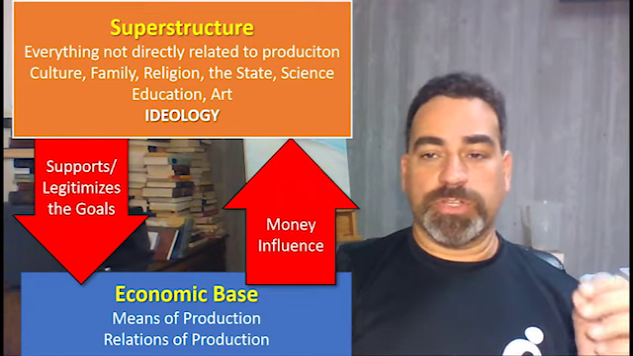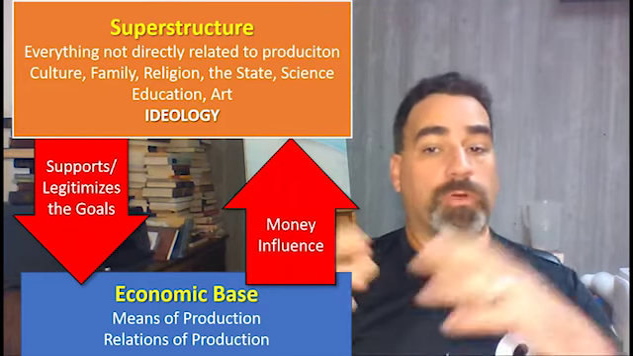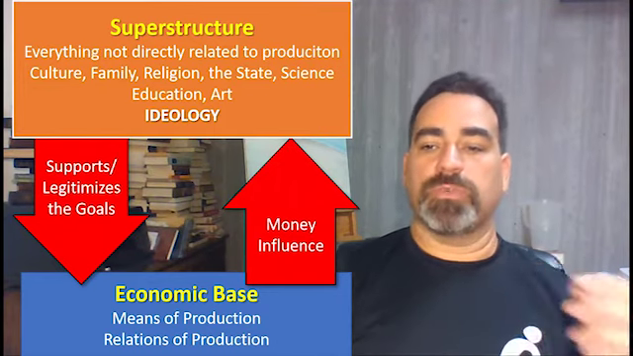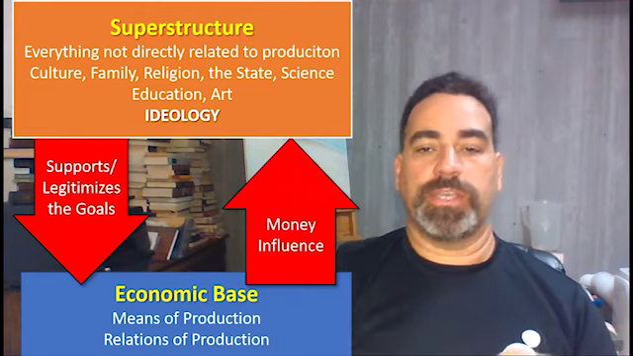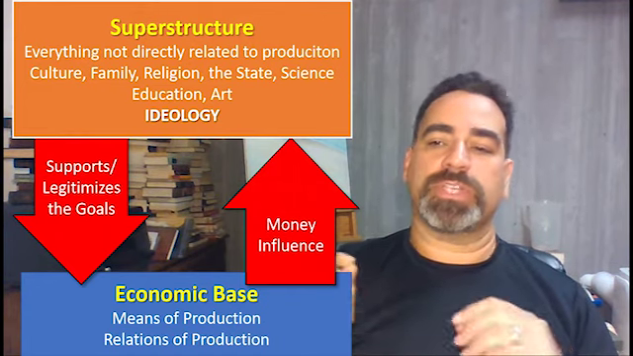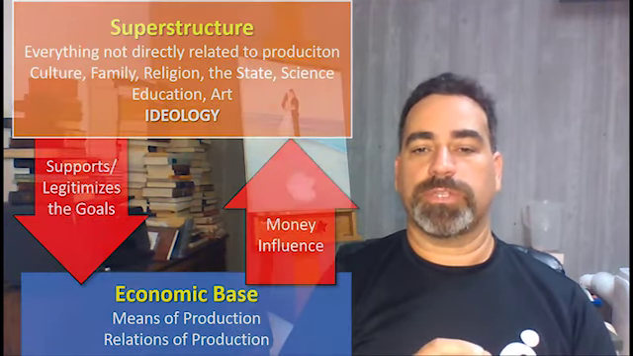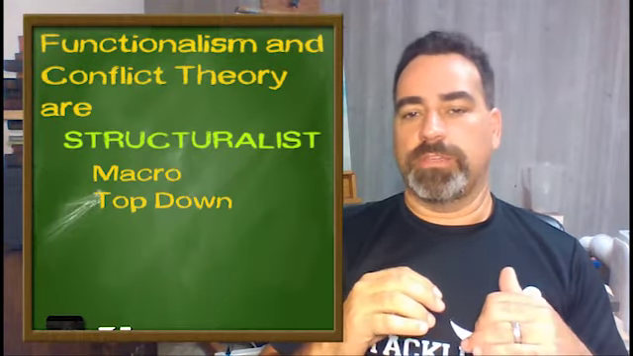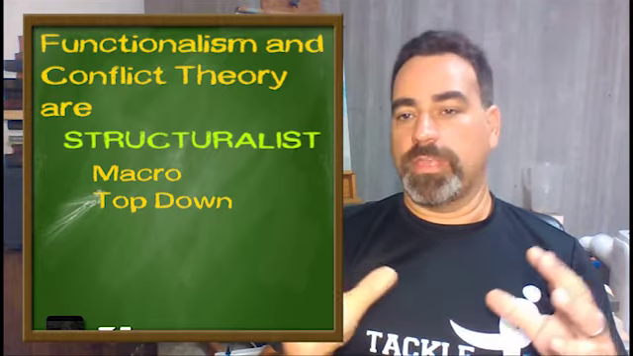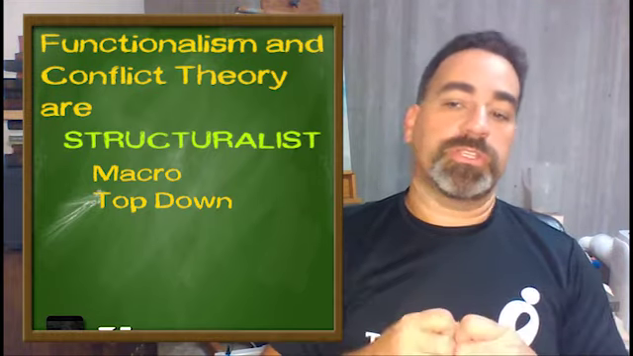This superstructure teaches the proletariat from the soapbox, from the classroom, or the pulpit that capitalism is the right and natural way to run a society. For Marx, this superstructure creates an alienating false consciousness that keeps the proletariat from rising against their oppressors. The functionalists and the conflict theorists are very interested in structure. They have a top-down understanding of society, what we call a macro-level approach. That's why they're understood as being structuralist approaches to sociology.